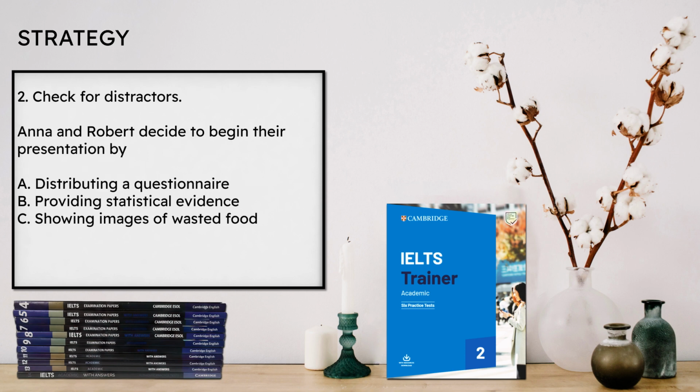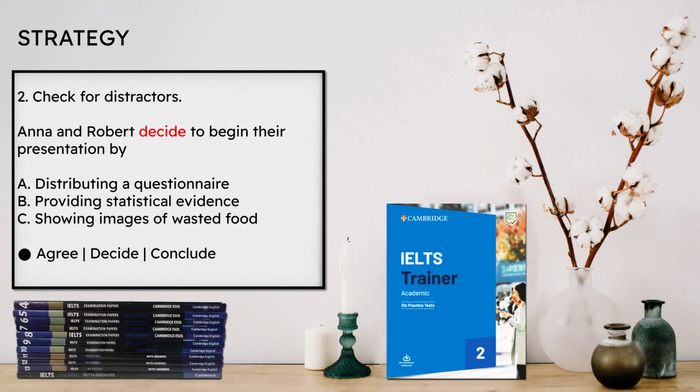Now let's look at another example. Anna and Robert decide to begin their presentation by A, distributing a questionnaire, B, providing statistical evidence, C, showing images of wasted food. You can see that this question uses the word decide. This is one of three very important words which you should always look for in multiple choice questions. You always get these questions in section 3.